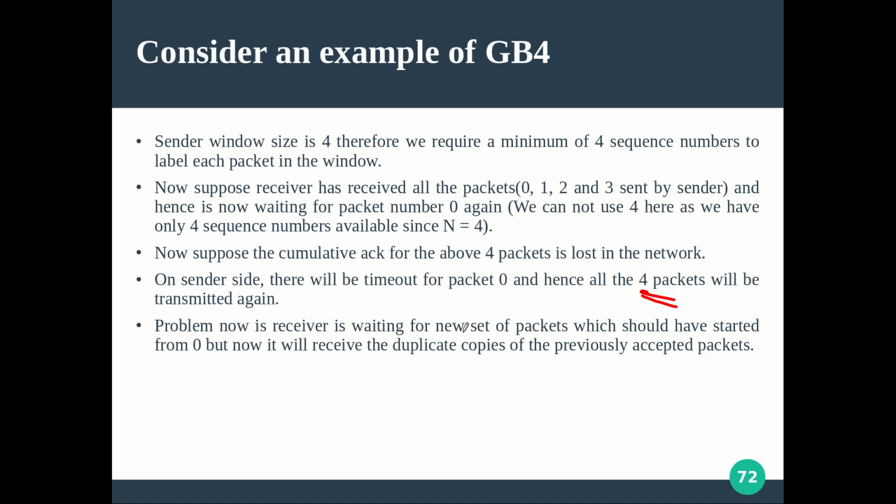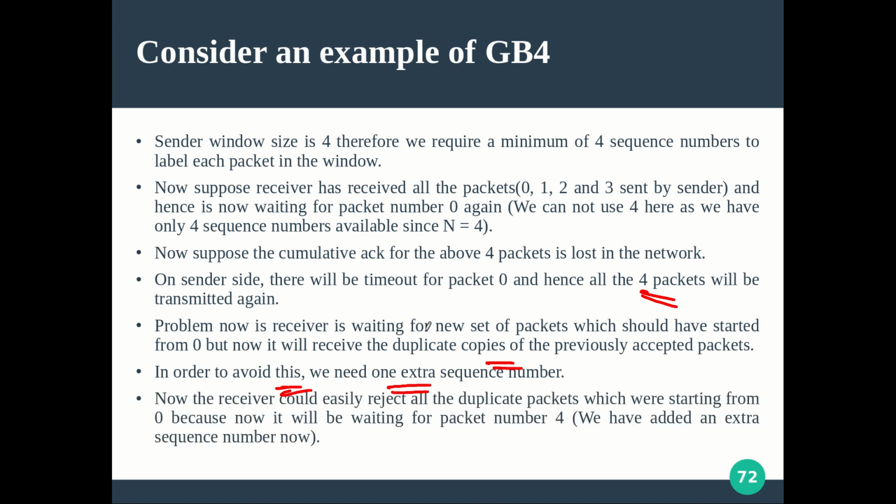The problem now is the receiver is waiting for a new set of packets which should start from 0. Now it will receive duplicate copies of the previously accepted packets, but it can't identify them as duplicates. So we can avoid this problem by using one extra sequence number. Then the receiver can easily reject all the duplicates. That rejection of the duplicates starting from 0 will be easy now, because it is expecting 4, right? That's all.